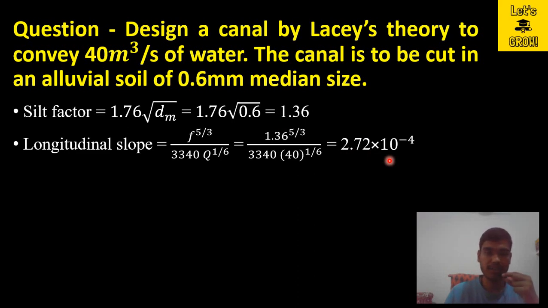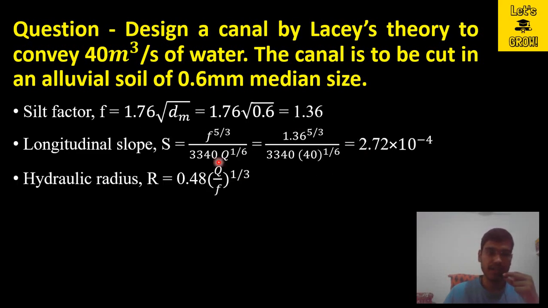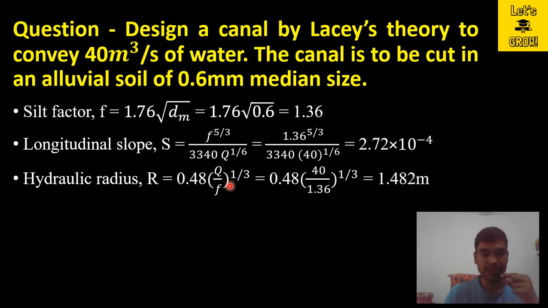Now we will calculate the hydraulic radius, that is represented as R, and the formula for hydraulic radius is 0.48 into q upon f raised to the power 1 by 3. So if we substitute the value of q, that is 40, and value of f, that is 1.36, upon calculation you can find the hydraulic radius of the canal is 1.482 meter.